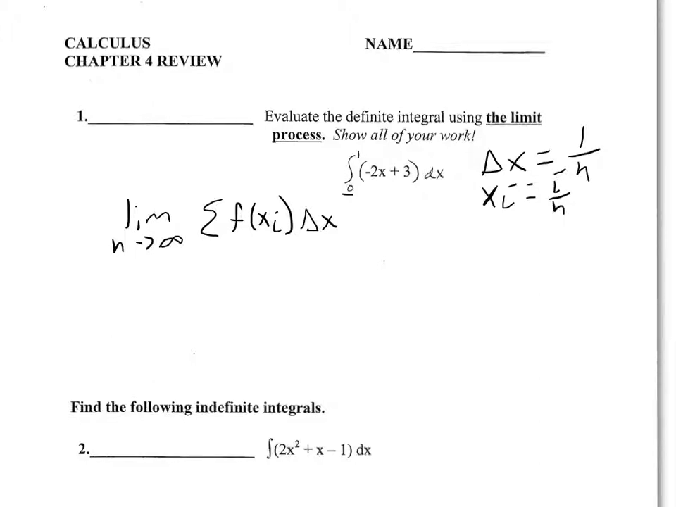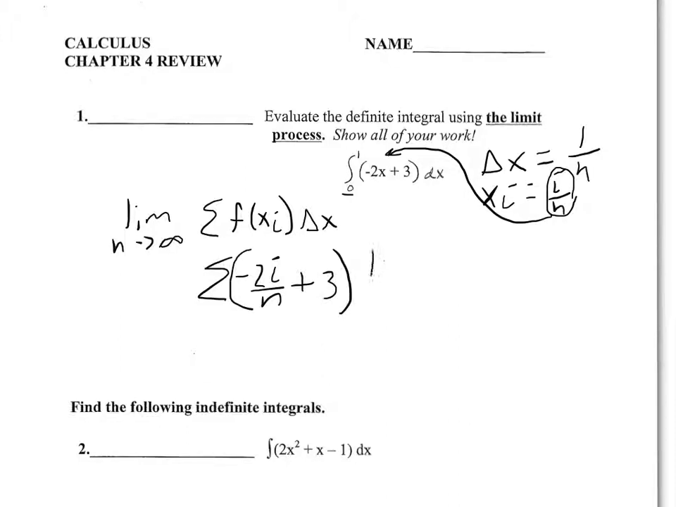Now, we'll plug this i over n everywhere there's an x in the formula there. So what it's going to end up being is the sum of negative 2i over n plus 3, and then all of this being taken times 1 over n. Okay, I'll distribute the 1 over n through and then separate out the summations. So then this should equal the sum of negative 2i over n squared plus 3 over n.